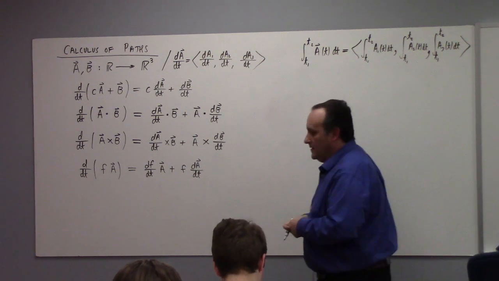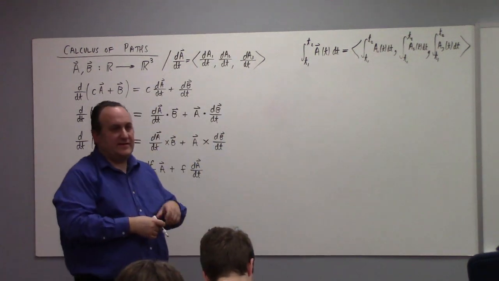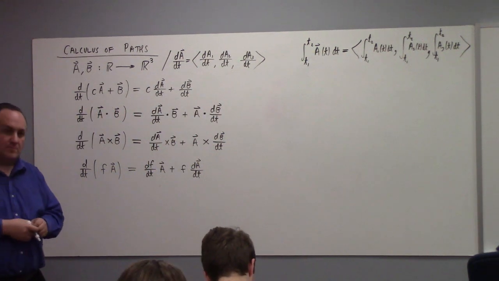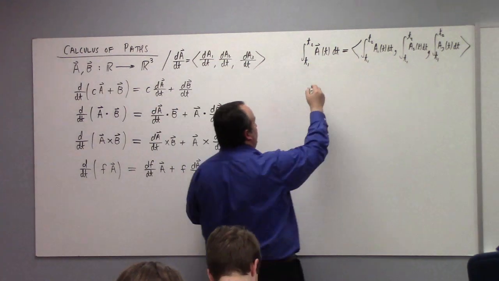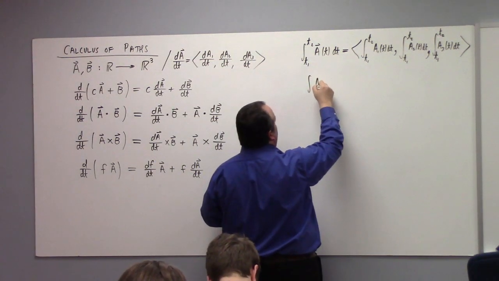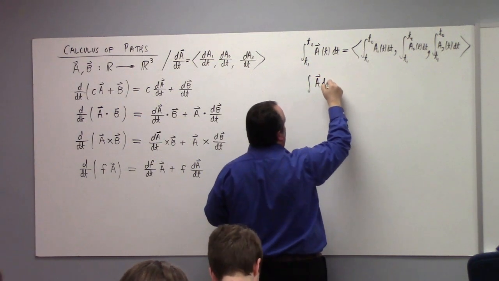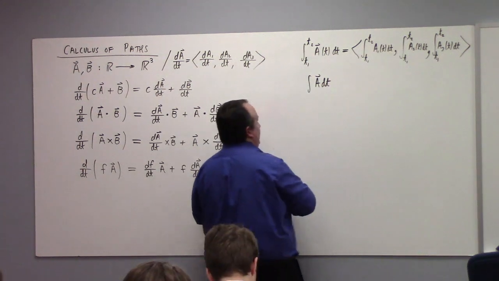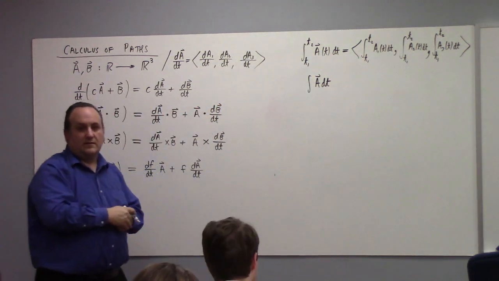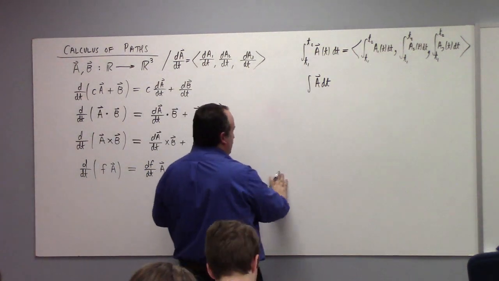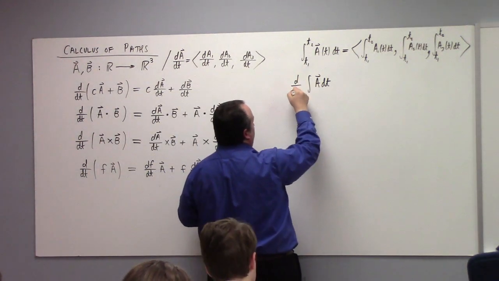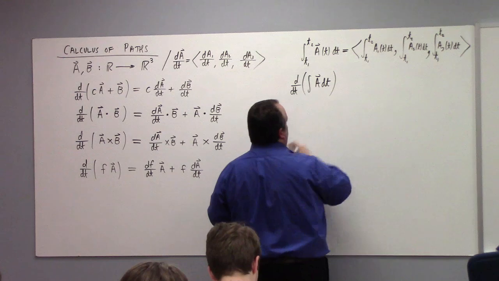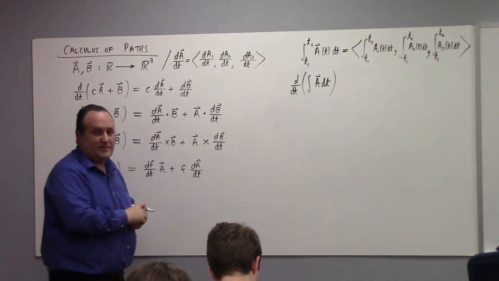Simple as that. And we also have the concept of an indefinite integral. So if I was to say this, like the integral of just A dt, a vector dt, that's also a thing, right? And essentially this is defined by the following: that d/dt of the indefinite integral of vector A dt has to be equal to what?